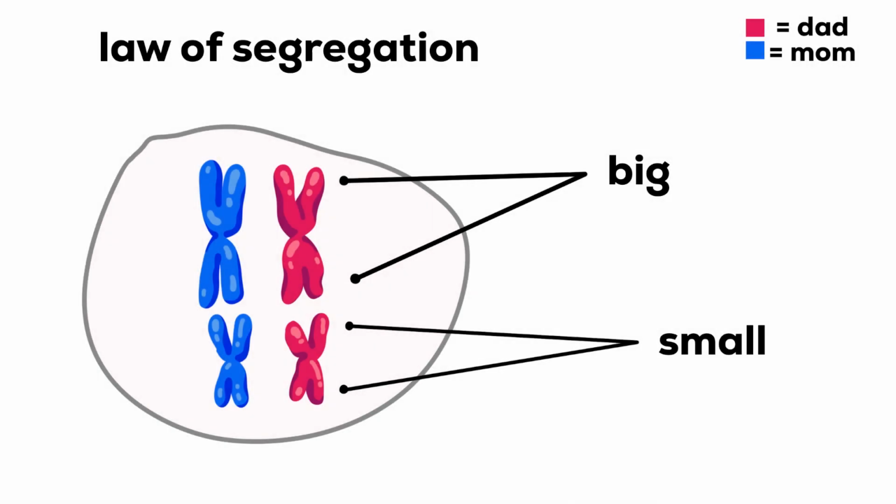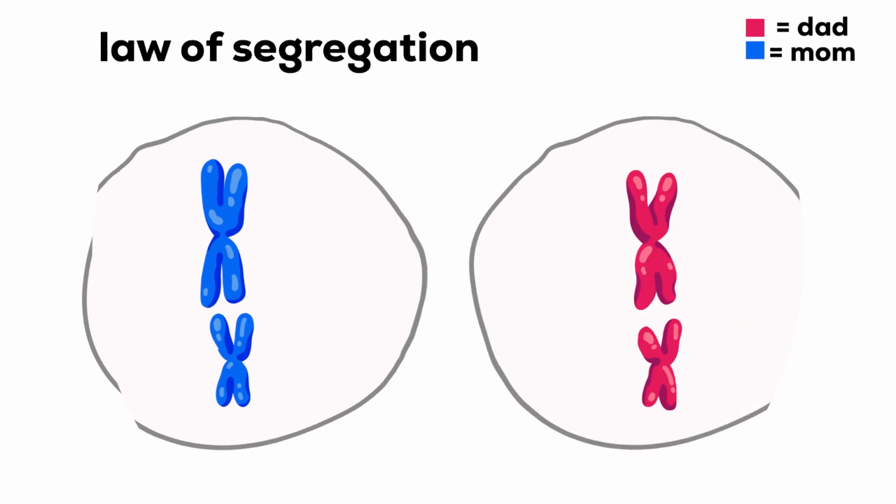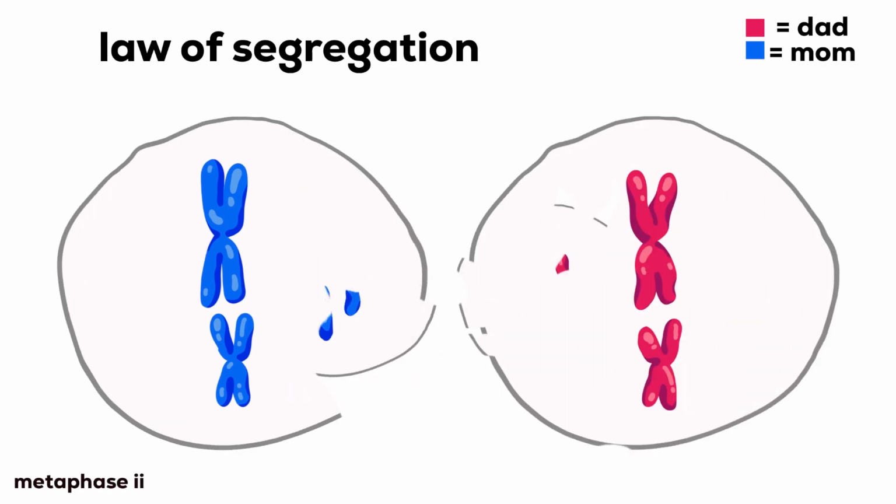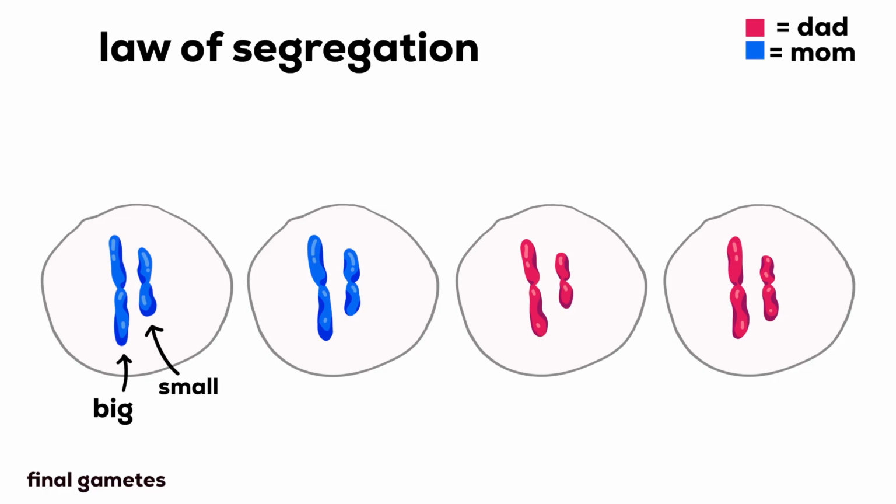So with chromosomes, there are usually bigger chromosomes and smaller ones. They're unique, and so during meiosis, each gamete will only get one of the type. So one bigger chromosome and one smaller chromosome. That's the law of segregation.